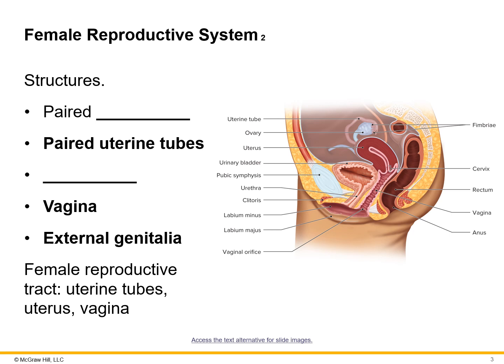So the female reproductive tract, remember tract means a pathway, is going to be the uterine tubes, the uterus, and then the vagina. This again is going to be what carries the oocytes and eventually the baby into development and then eventually out of the body.